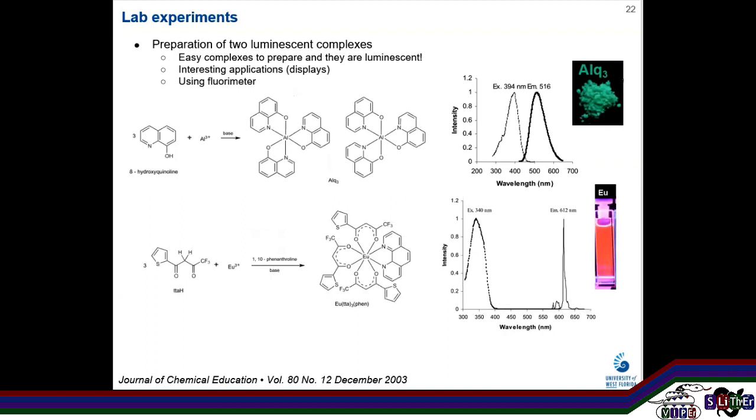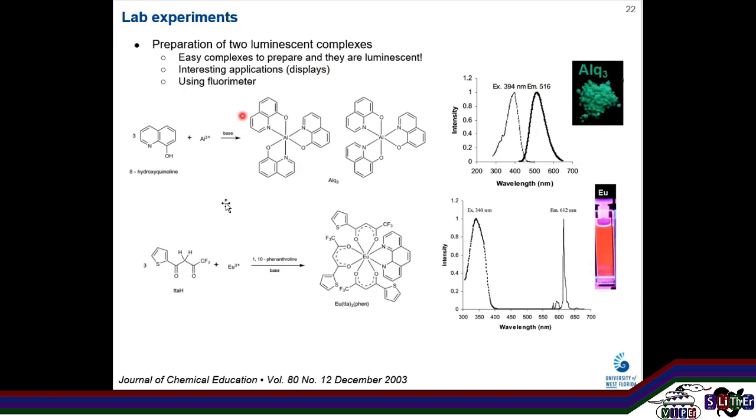So what might be an experiment that you would do in the lab to sort of do this? So you could discuss the term symbols in the classroom and then go into the lab and see and compare two types of luminescent examples. So this paper from 2003 in J. Chem. Ed. does a pretty good job of this. There's two complexes that it makes. There's these aluminum complexes, which emit this nice green color.